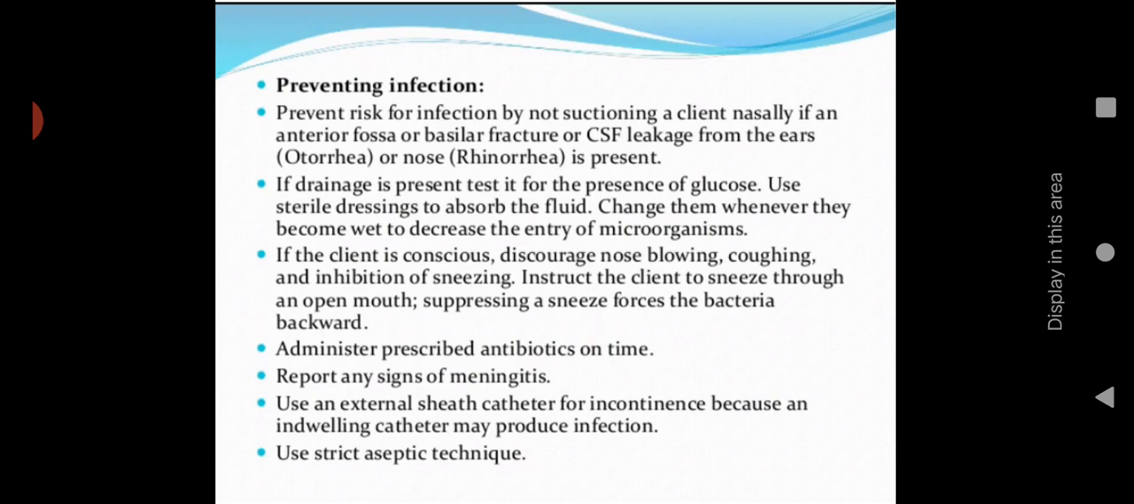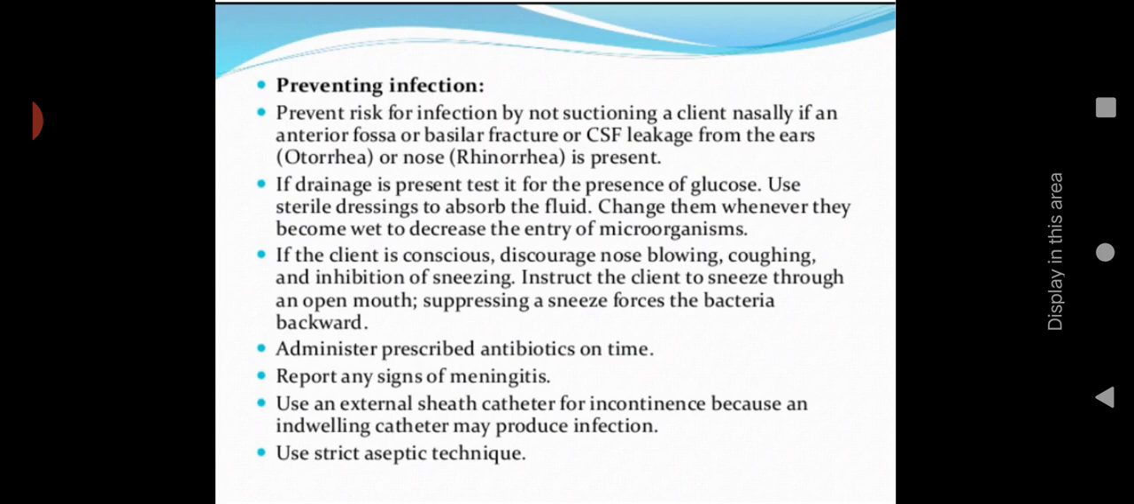Administer prescribed antibiotics on time. Report any signs of meningitis. If there is any chance of brain infection, we have to report immediately. Use an external sheath catheter for incontinence because an indwelling catheter may produce infection. So, external sheath catheter we have to provide, that will help to prevent the infection compared to indwelling or Foley's catheterizing.